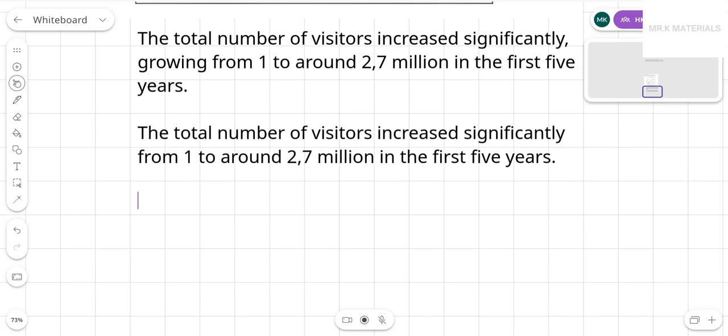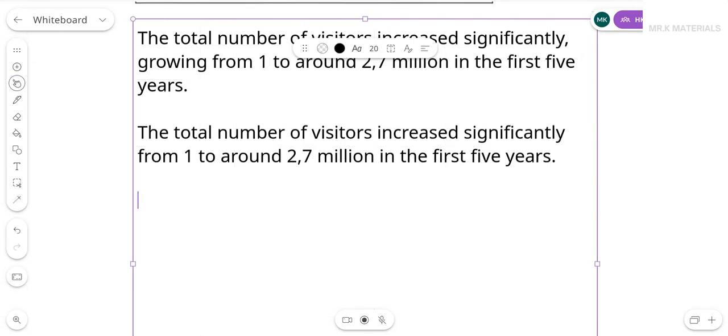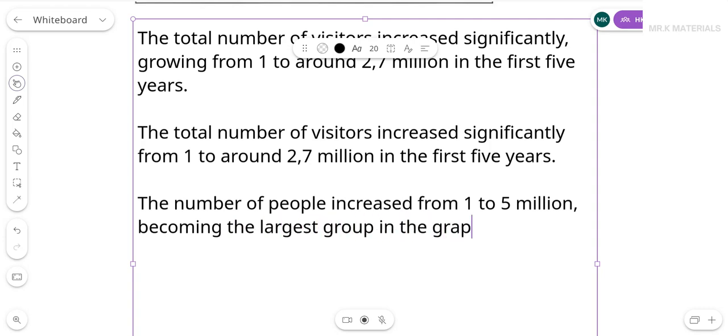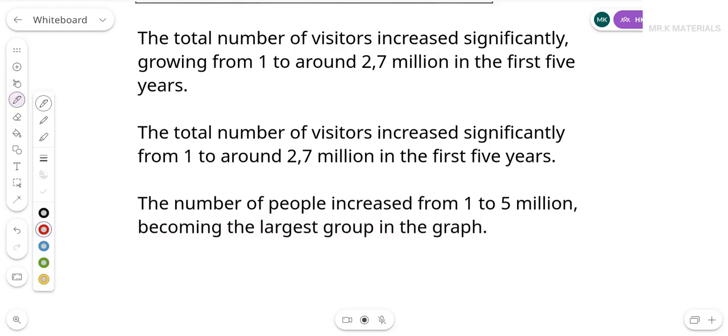There are other variations here, a little more complex than that. You could have written something like the number of people increased from 1 to 5 million, becoming the largest group in the graph. This is not from the graph, I'm just giving an example. Yes, you can use participle clause to compare as well, like this. But be really careful. Again, this is where a lot of people make mistakes. Becoming, so we're talking about the number of people.